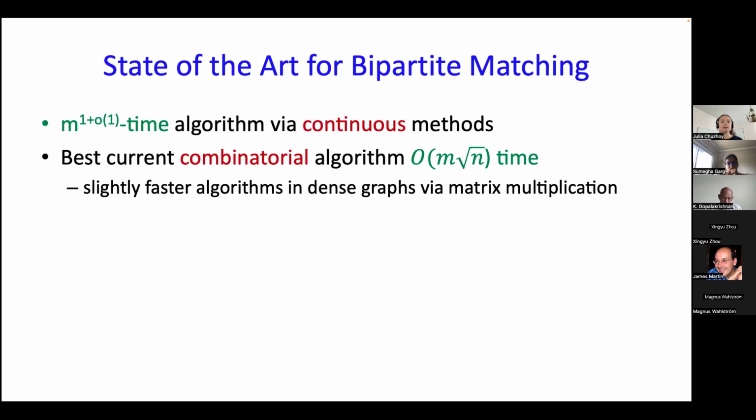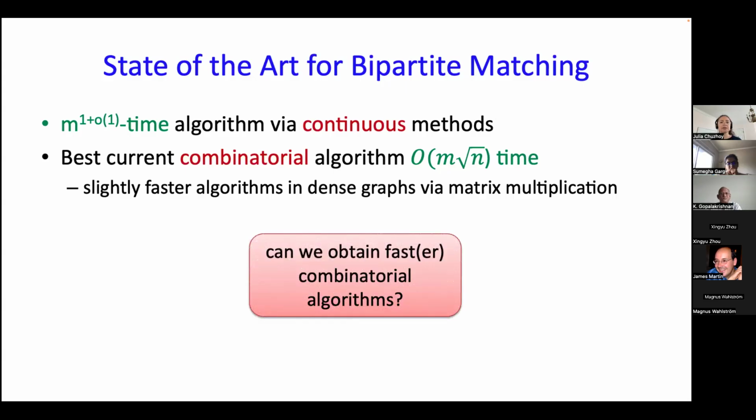But if we stick to the old school combinatorial techniques, then the best current algorithm is still the algorithm from 1973, Hopcroft-Karp, with m square root n running time. But for very dense graphs, you can get a little bit faster with fast matrix multiplication. So the question is, are these continuous techniques really essential? Or can we get fast combinatorial algorithms?